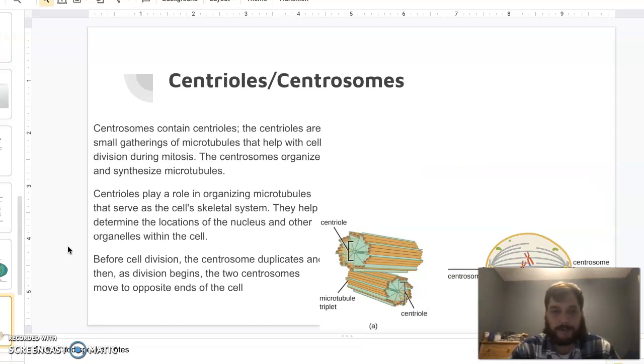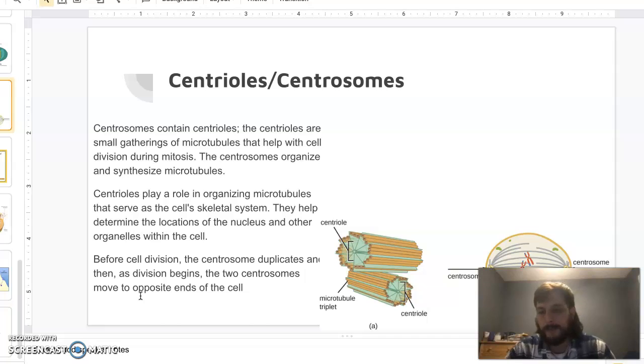So the next organelles that we're going to learn about are the centrioles. The centrioles play a big role in the organizing of microtubules, which really help serve as the cell's skeletal system. They're actually a part of centrosomes, and the centrosomes duplicate as cell division begins, and they move to the opposite ends of the cell. So these play a big role in cell reproduction.